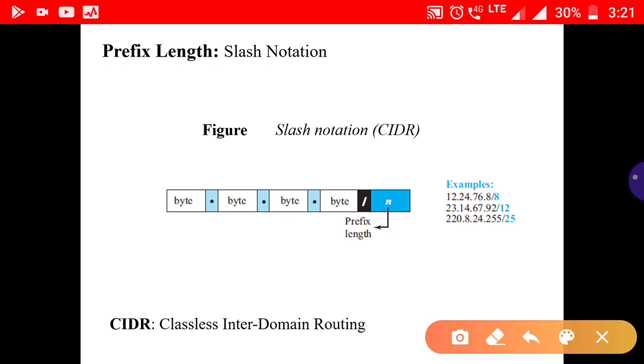Some of the addresses are given here. We'll see /8, /12, /25. /8 is 8 continuous ones followed by 24 zeros, /12 is 12 ones followed by 20 zeros, /25 is 25 ones followed by 7 zeros, like that. It is actually a mask.